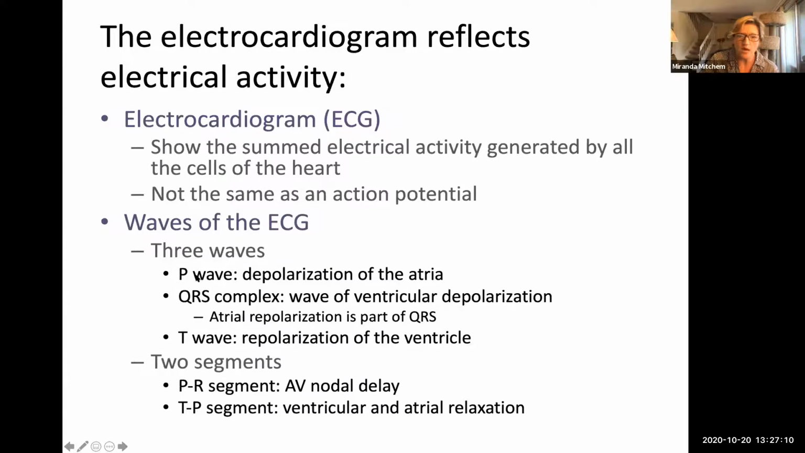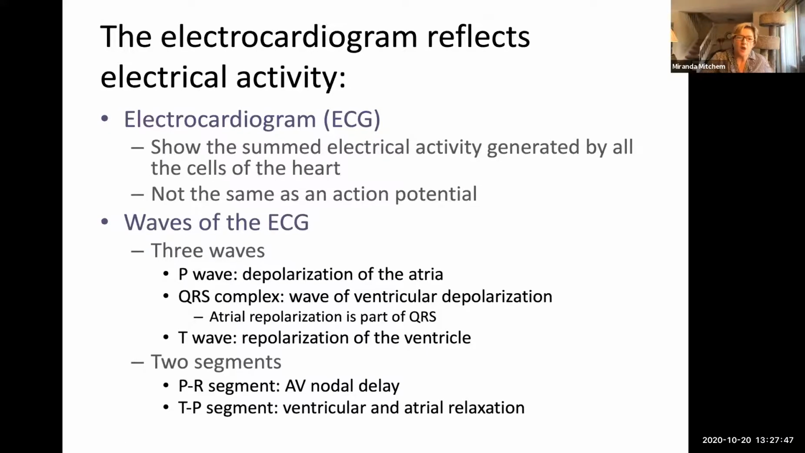So the P wave is atria depolarization, right? That happens first, then the blood goes down into the ventricle, and then the ventricles start to depolarize. So the QRS is the ventricle depolarization. There's some overlap with the atria repolarization here too. So again, we're not looking at separate events with the EKG. We're looking at the sum. Now, the T wave is repolarization of the ventricle.